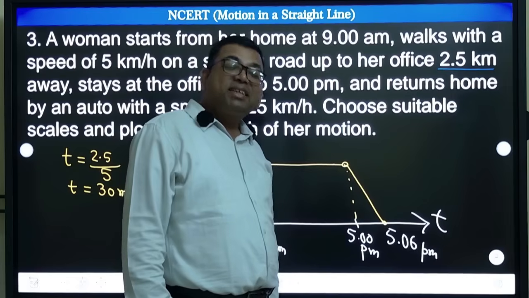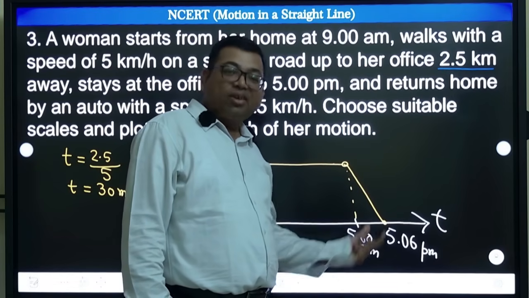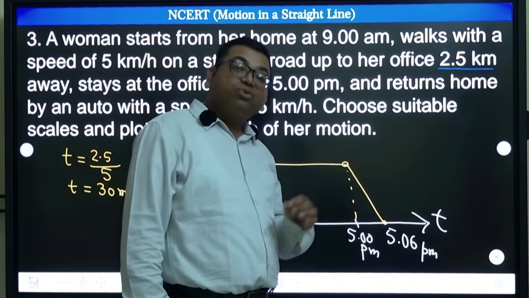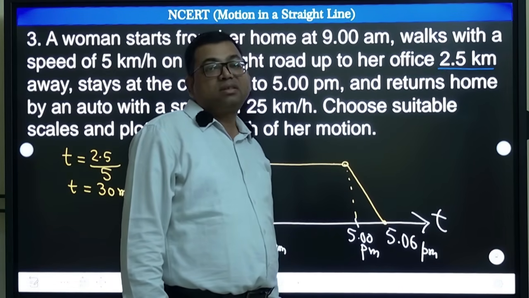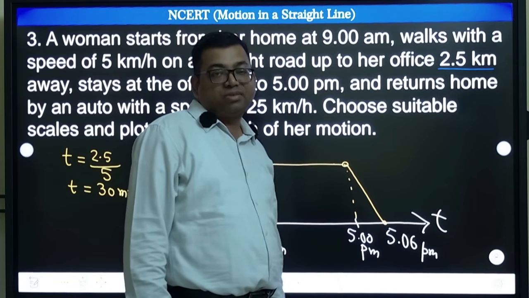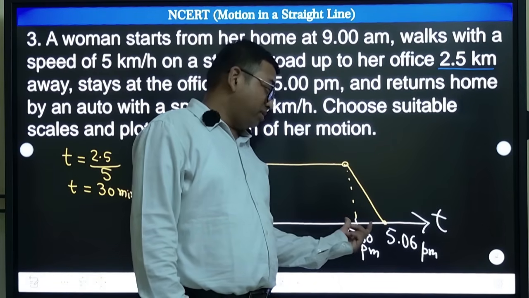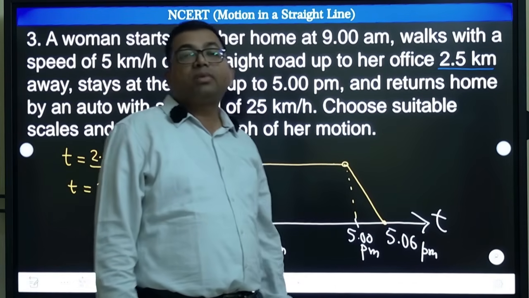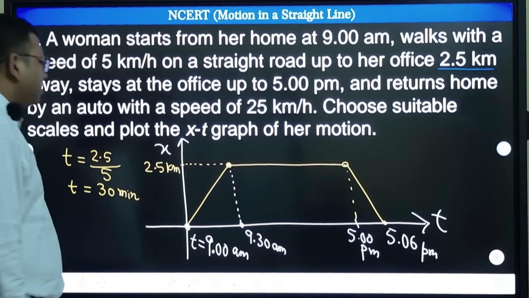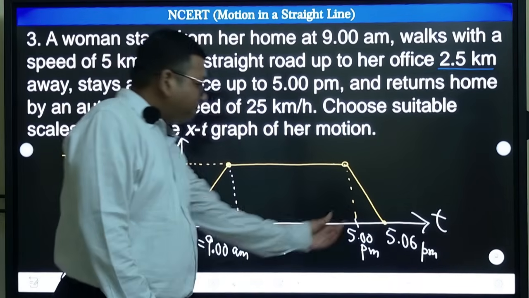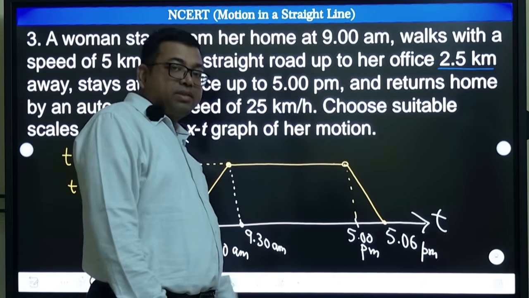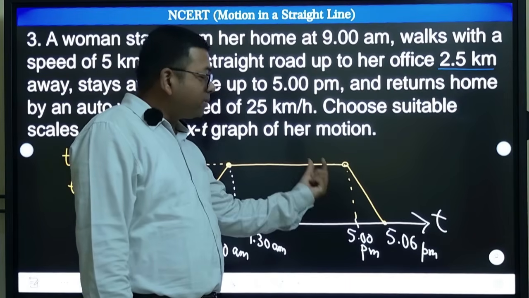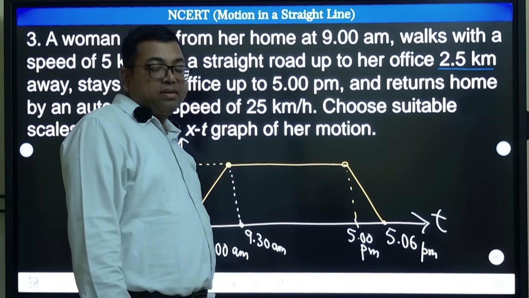So 6 minutes you have to represent also. So maybe you can choose 1 centimeter as 6 minutes, right? Because you have to choose the boxes in the graph, so properly you have to make some scales. So if you choose 6 minutes as 1 centimeter, then you may be able to represent this, correct?